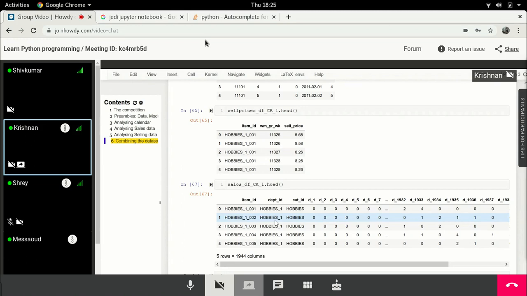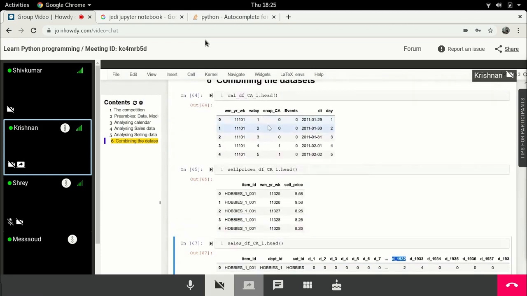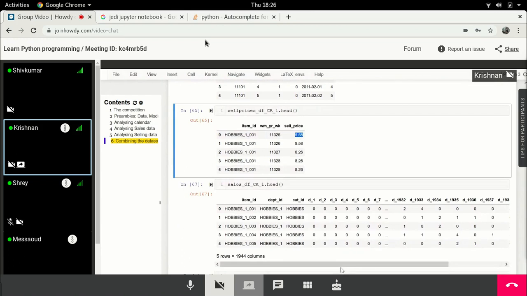So what we have to do, we need to now connect this day from here, which is this day. Find the week corresponding, and then go here. Find the selling price corresponding to it, and then add it to that new data.